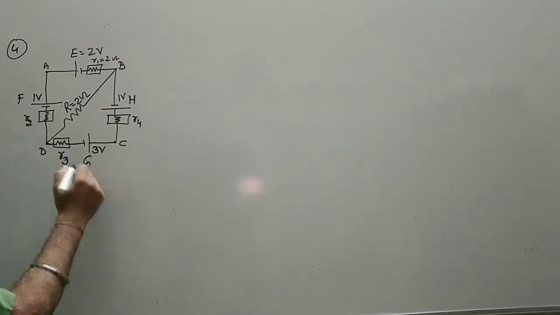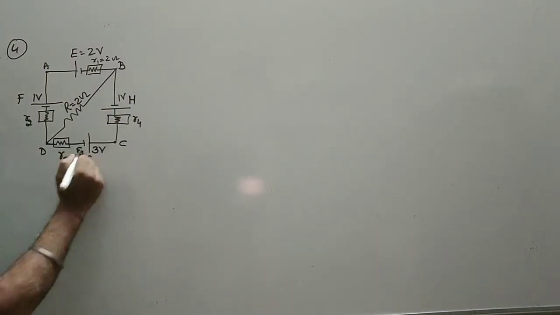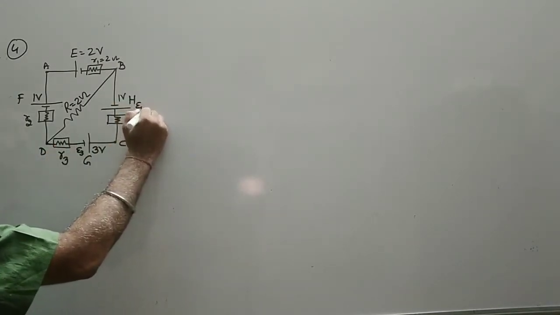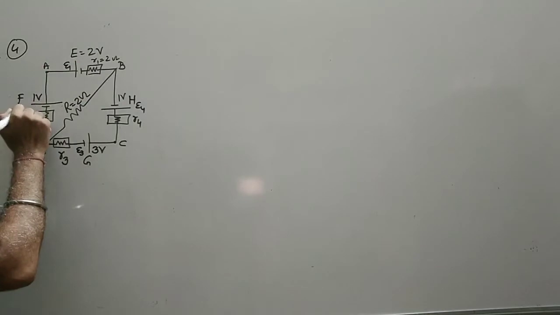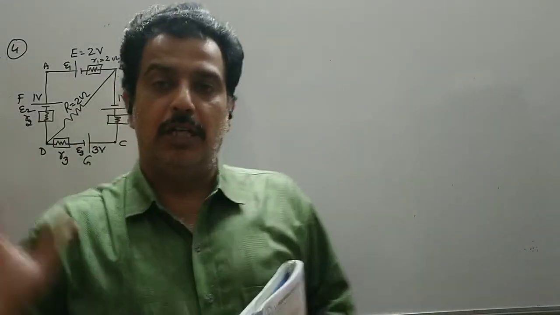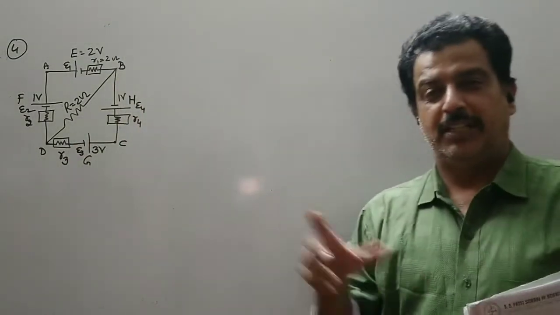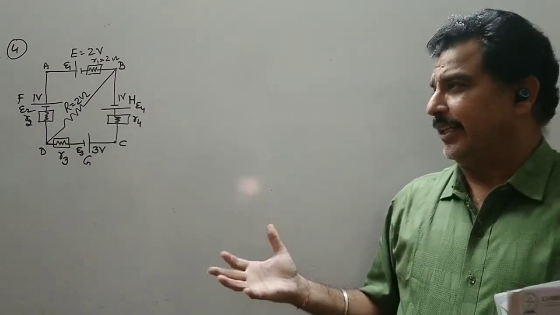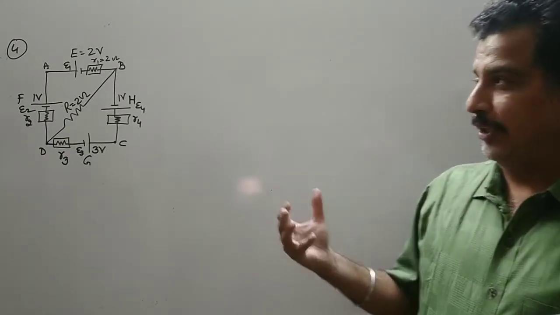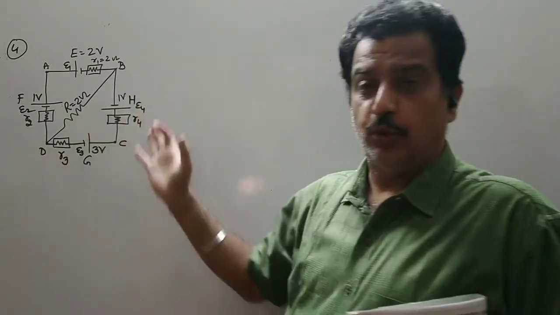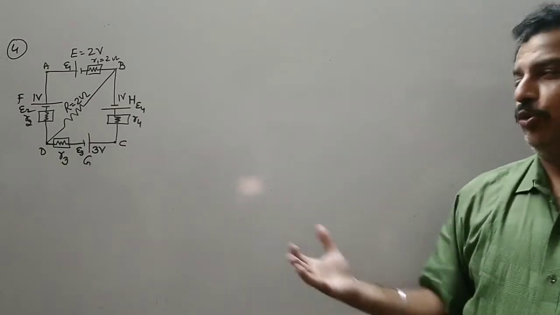Now let us name this battery. Let us name this battery as E3 because we named this R3. Let us name this battery as E4, this battery as E1, and this battery as E2. Now clearly there are 4 cells or 4 batteries. So we will start distribution of the current. We don't know which points are at a high potential or low potential, whether the current will flow from point B to D or D to B. So we don't have to worry about that.